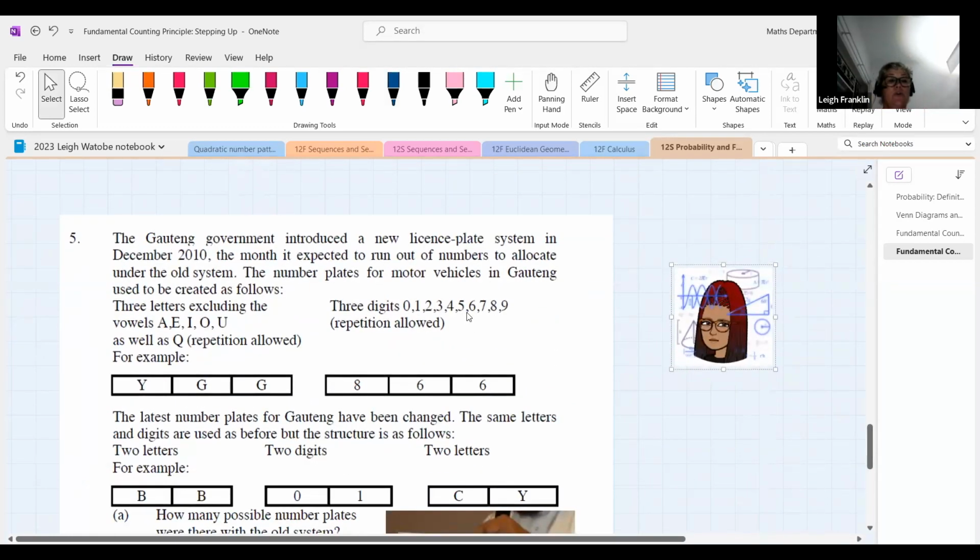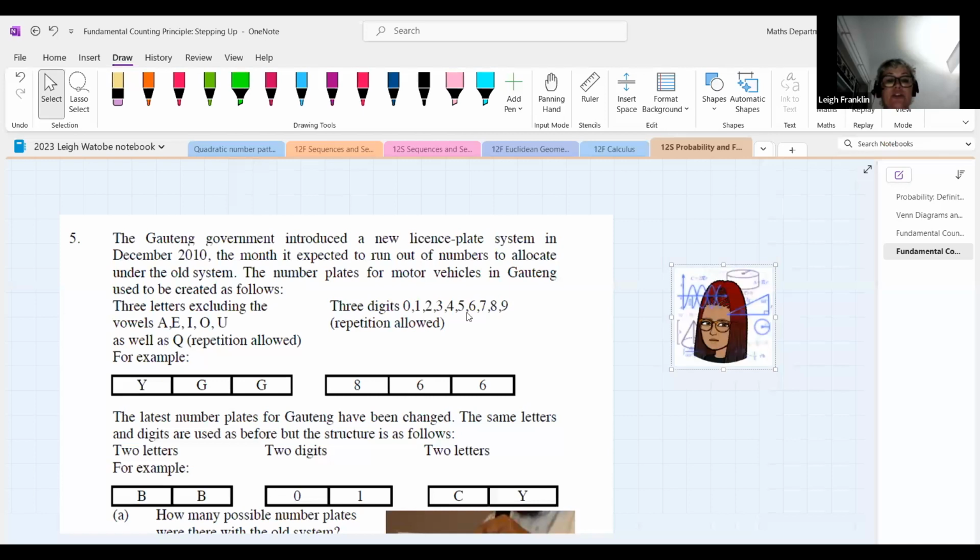Right. So the Gauteng government introduced a new license plate system in December 2010, the month it expected to run out of numbers to allocate under the old system. The number plates for most vehicles in Gauteng used to be created in the following way. So there used to be 3 letters, excluding the vowels A, E, I, O, U, as well as Q, and they allowed repetition. Then it was followed by 3 digits, either a 0, a 1, 2, 3, 4, 5, 6, 7, 8, or 9, and repetition was allowed. Okay, so a license plate used to look like this, for example, YGG866.